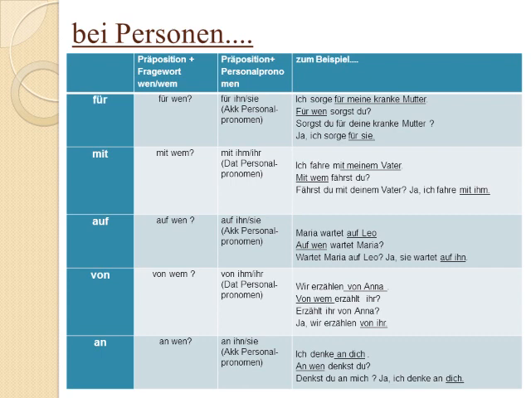An. An wen, an ihn oder an sie or any other accusative personal pronoun. Ich denke an dich. An wen denkst du? An dich. I think about you. About whom are you thinking? About you. Denkst du an mich? Are you thinking about me? Ja, ich denke an dich. Yeah, I'm thinking about you.